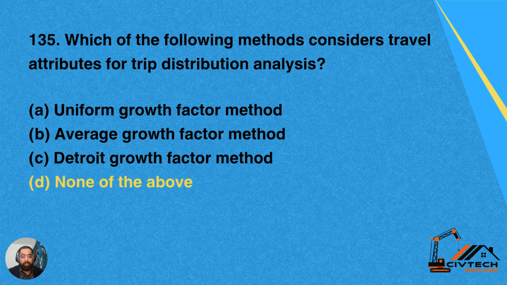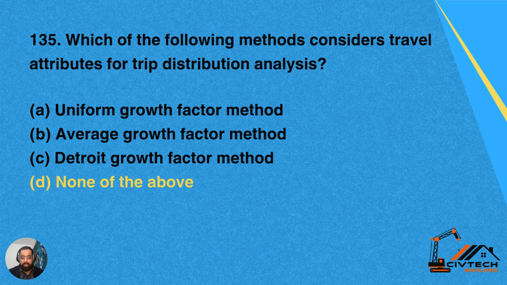135. Which of the following methods considers travel attributes for trip distribution analysis? Option A, uniform growth factor method. Option B, average growth factor method. Option C, Detroit growth factor method. So D is the correct answer, which is none of the above.